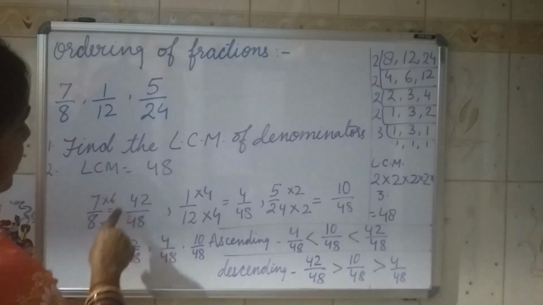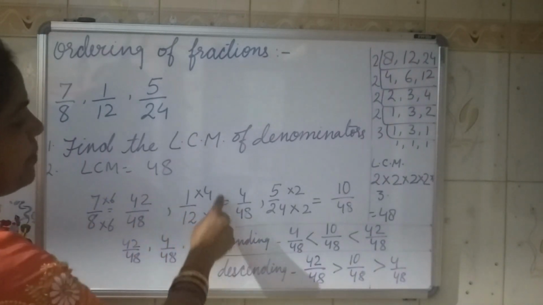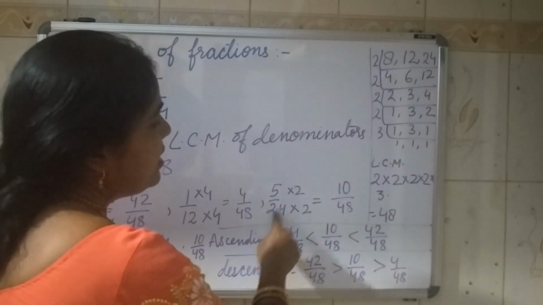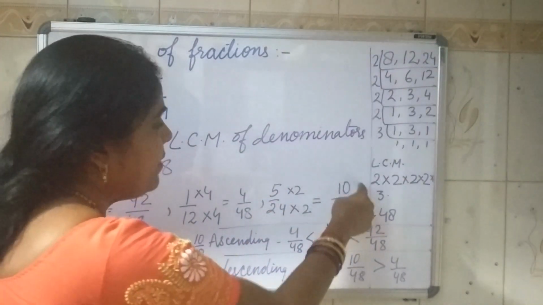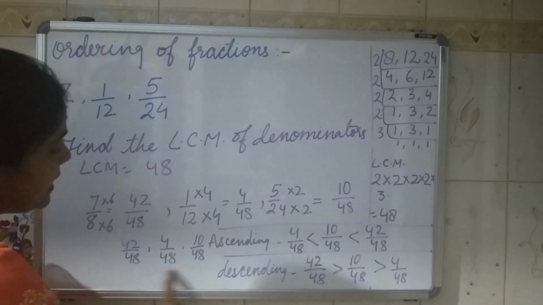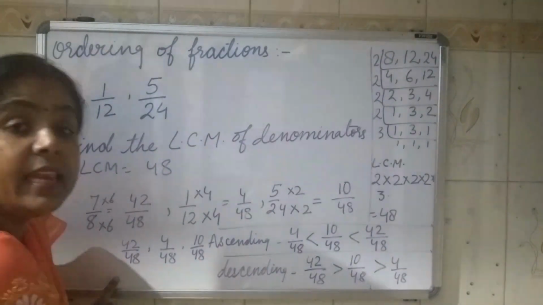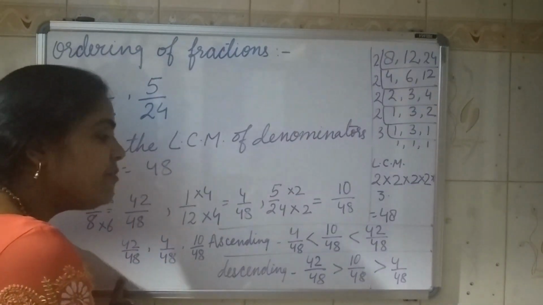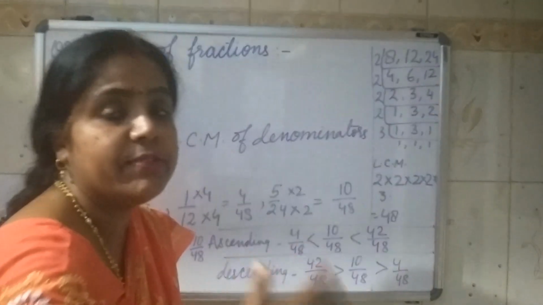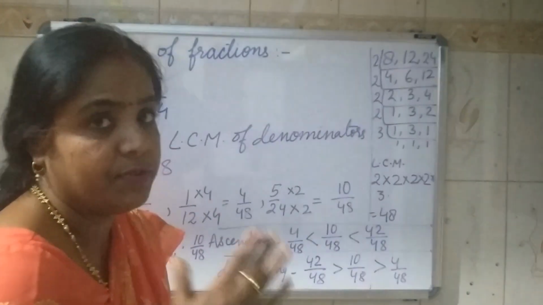7 by 8 will be multiplied by 6, 1 by 12 will be multiplied by 4, and 5 by 24 will be multiplied by 2. We will get these numbers. After getting the numbers, we can see that 48, 48, 48, all three are like fractions. Since they are like fractions, we will use the process which we have done in comparing like fractions.